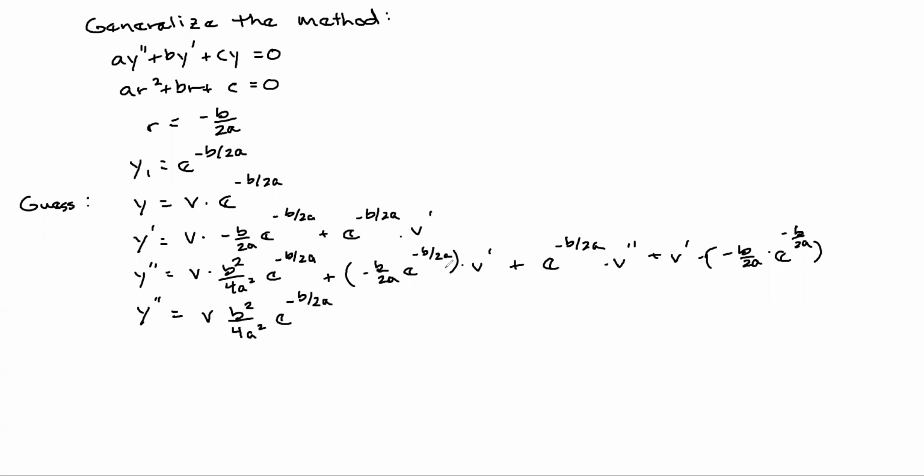And then what do we have here? So this is negative b over 2a v prime. We've got another negative b over 2a times v prime. And so if you add those, you're going to get negative 2b over 2a. So we're just going to have negative b over a e to the negative b over 2a v prime, and then plus e to the negative b over 2a v double prime. Okay, so now we're taking that and we're going to pop it in here. So we'll have a times that thing.